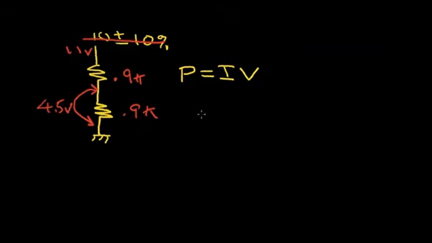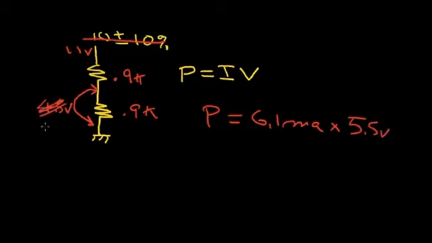If you do the calculation, the power should come out 6.1 milliamps times, I did something wrong, it should be 5.5 volts. Let's change that. 5.5 volts. So this comes out 33.5 milliwatts. So if we buy a 10th watt resistor, we should be fine. So a 10th watt would be 100 milliwatts, so we'd have about a factor of 3 safety.